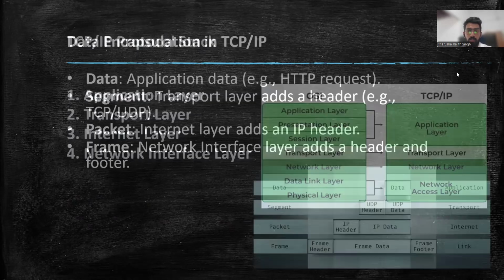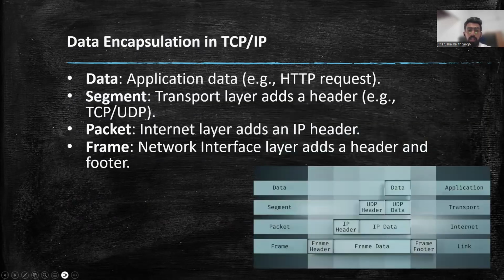Okay, then let's move on to data encapsulation in TCP/IP. Encapsulation is the process of adding headers, and sometimes footers, to data as it moves down the stack. Here's how it works. First one is data. At the application layer, we start with raw data such as an HTTP request or an email message.